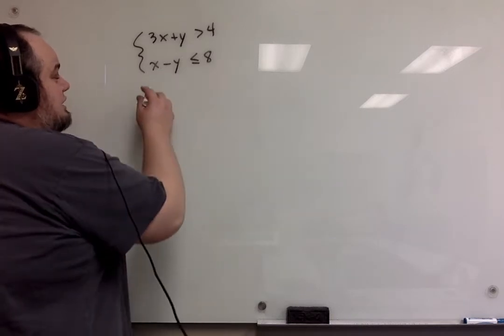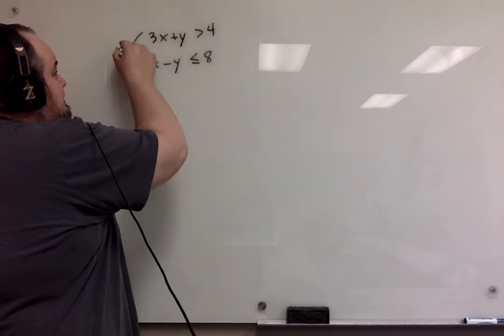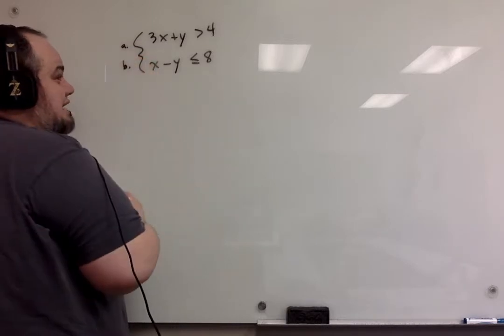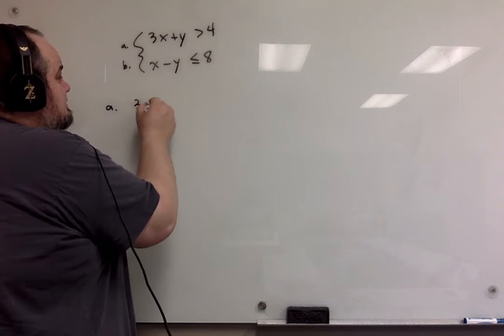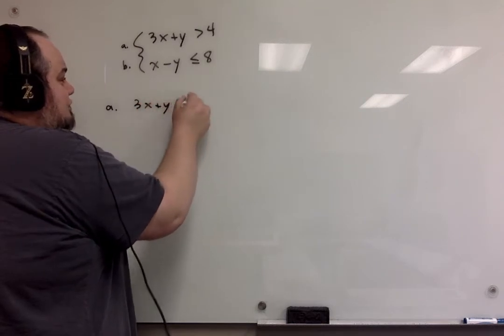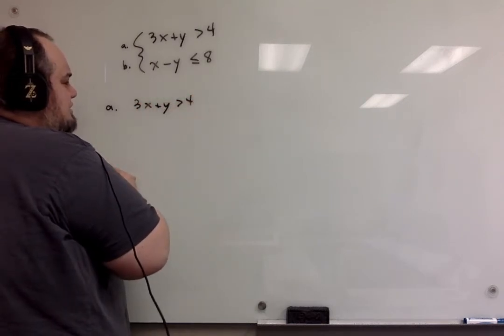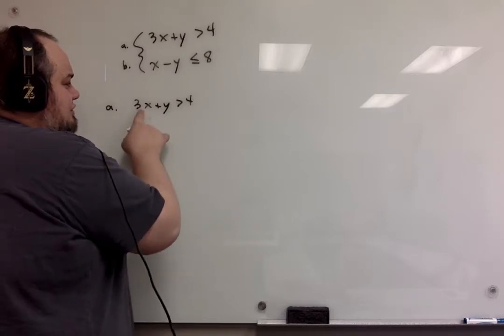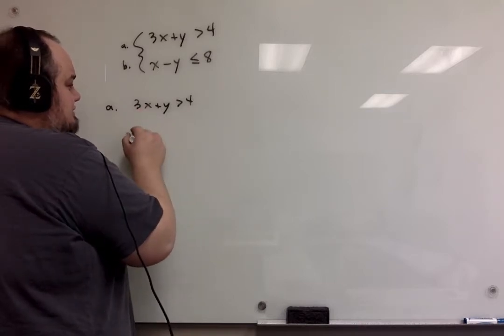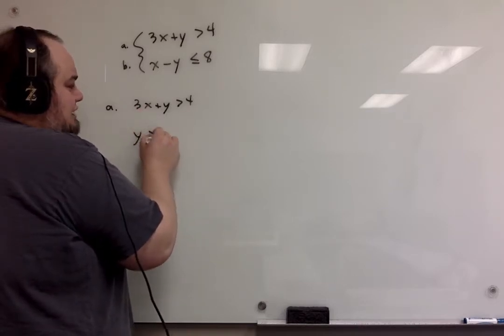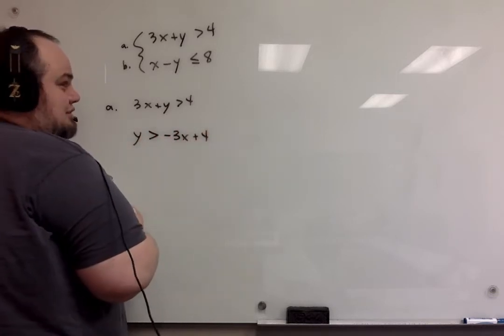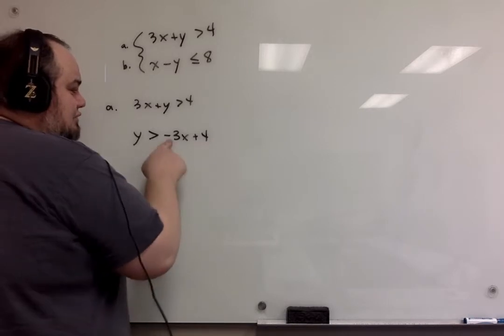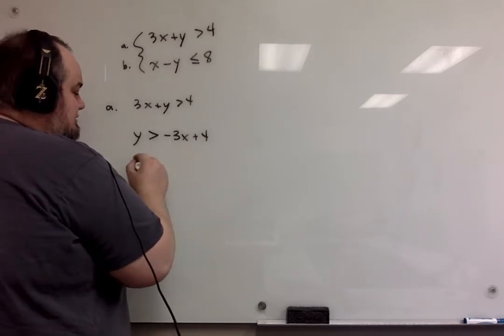So here we're going to take the top equation first. Usually we label these A and B. So equation A here we're going to have as 3x plus y is greater than 4. To solve this inequality for y, we're going to subtract 3x from both sides. So y is greater than negative 3x plus 4. Now remember, there's two important parts here. We have our slope and our intercept.